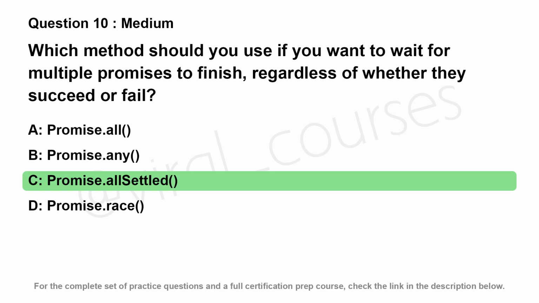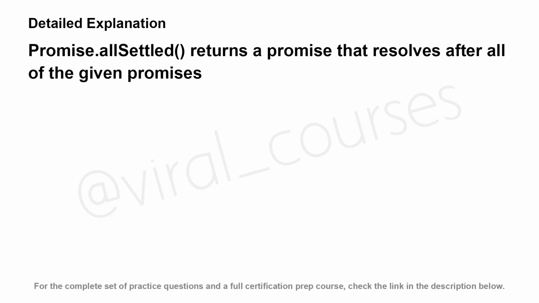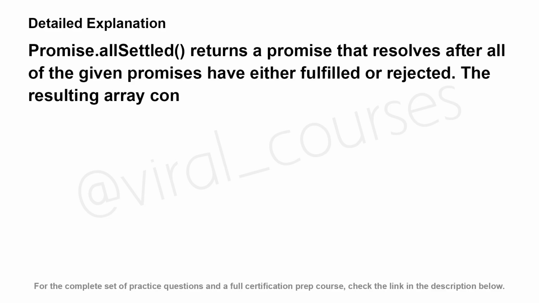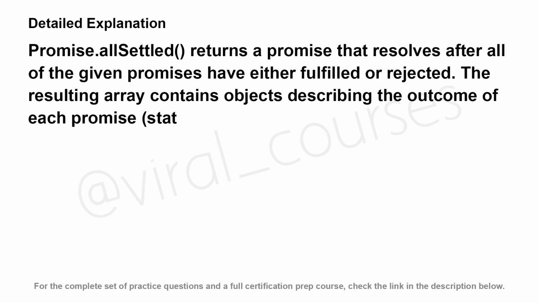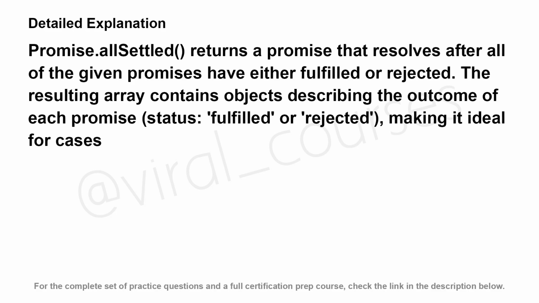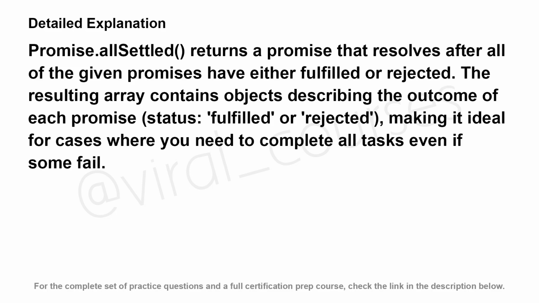The correct answer is C. Promise.allSettled returns a promise that resolves after all of the given promises have either fulfilled or rejected. The resulting array contains objects describing the outcome of each promise, status: fulfilled or rejected, making it ideal for cases where you need to complete all tasks even if some fail.